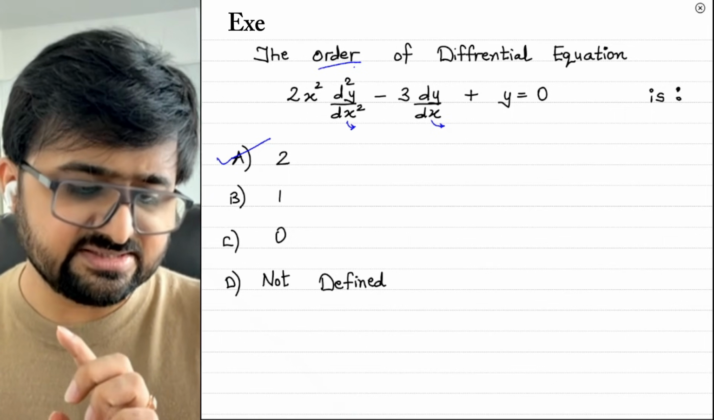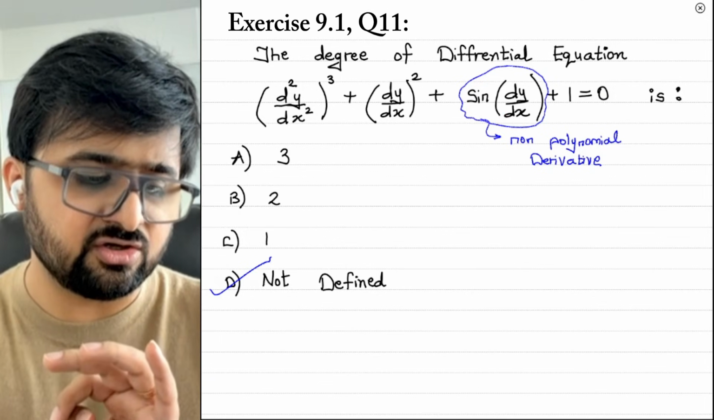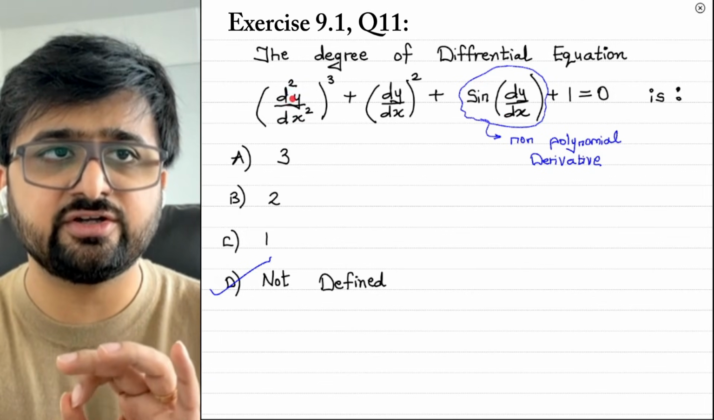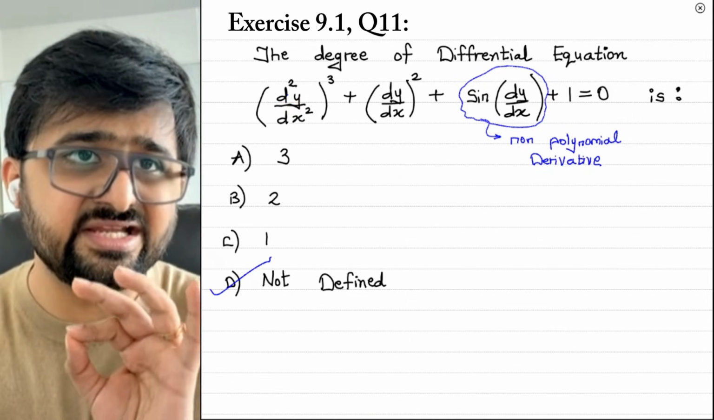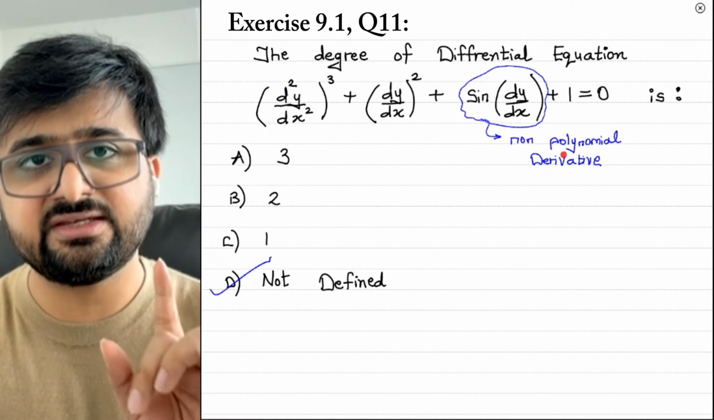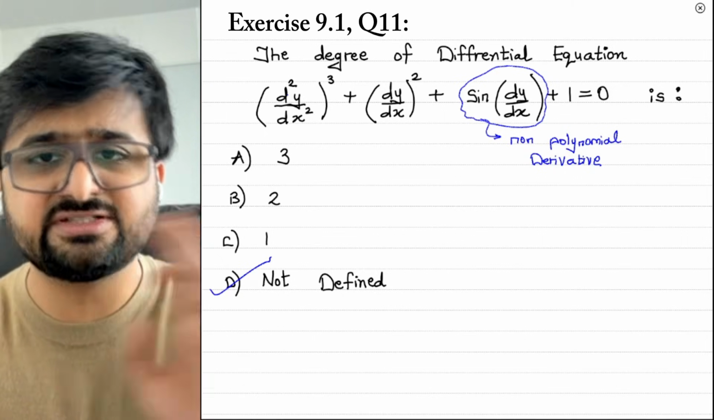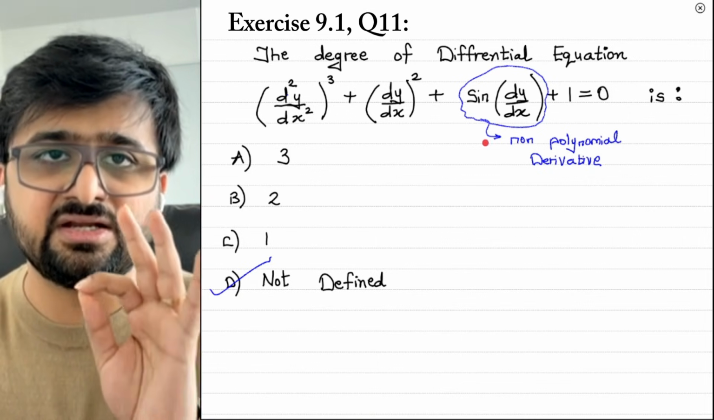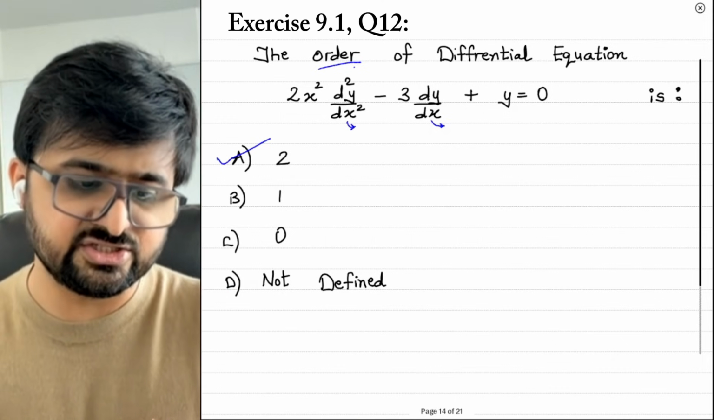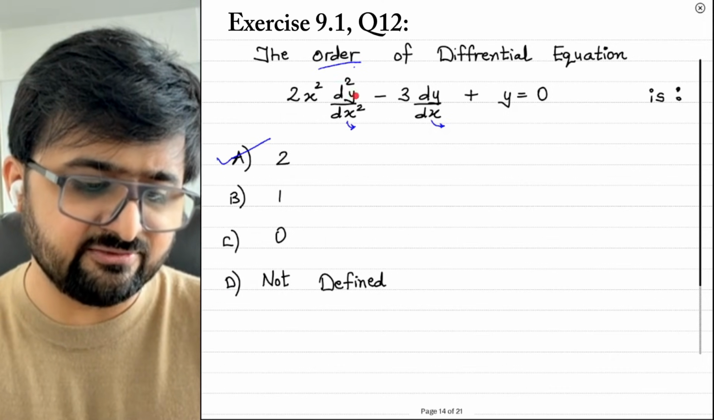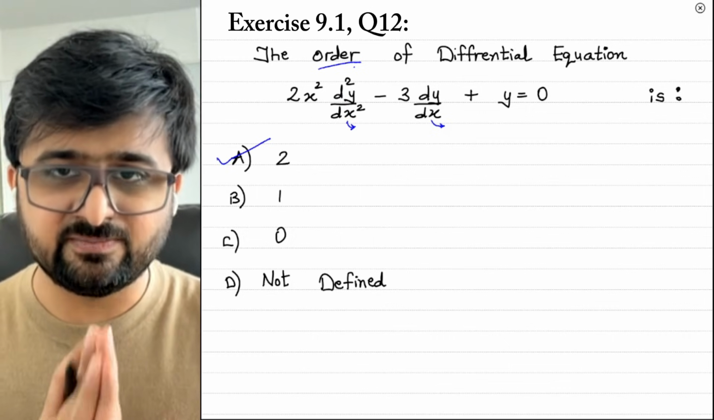Note that in the previous example, the degree is not defined, but we can define the order. The order was 2 because the highest order of the derivative present in that differential equation is 2. It is just that the degree of such a differential equation where a non-polynomial derivative is present is not defined. You can always define order. You cannot always define a degree. Make sure you have clarity on that distinction. In this case, the order of the differential equation is 2 because of this second order derivative. I hope that makes sense.